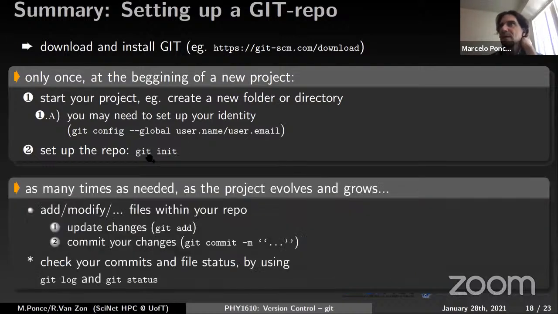You do as many times as you need: modify your files, update the changes, commit the changes, and recall to use git log. And git status is another one that is quite useful because it can tell you in a summarized manner which files have changed, which files are part of the repository and which files are not. Usually those are identified as untracked files that are not being tracked by git.